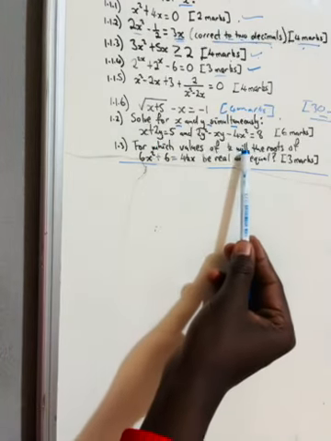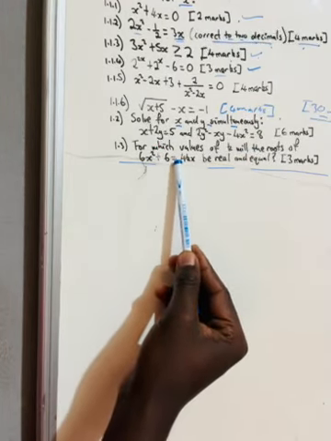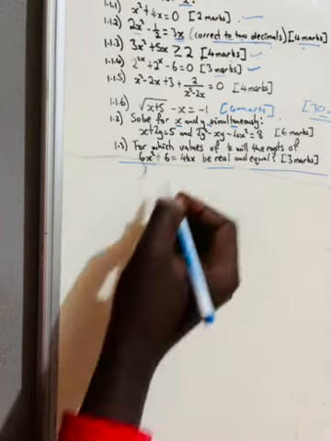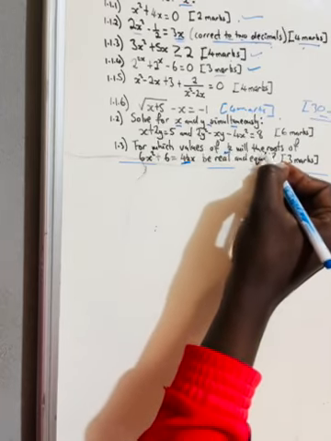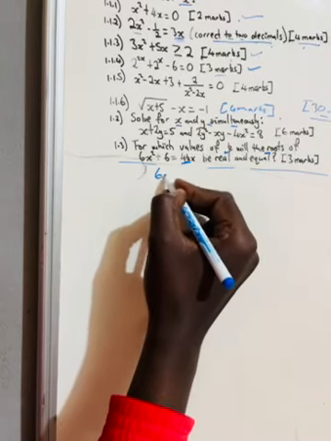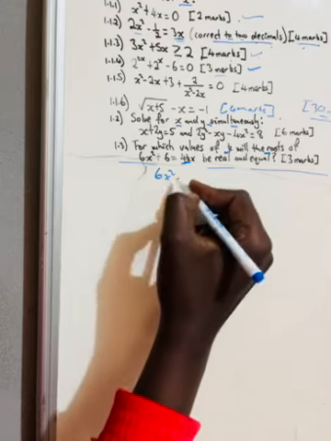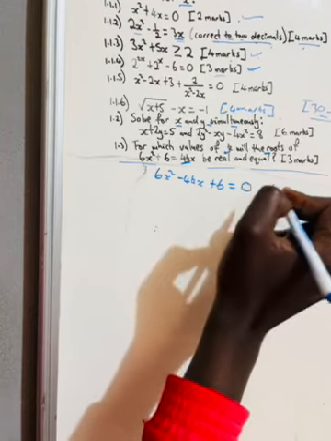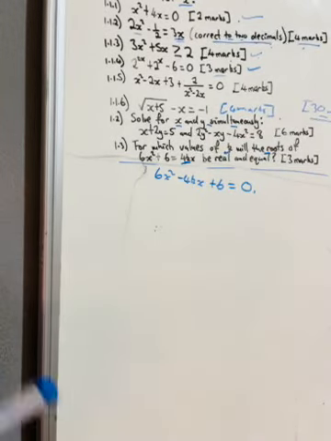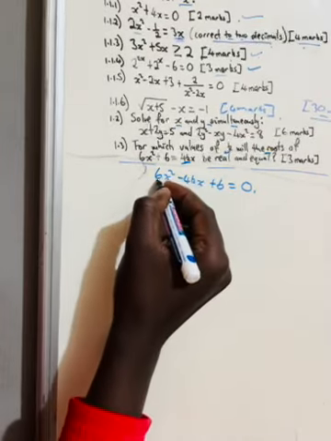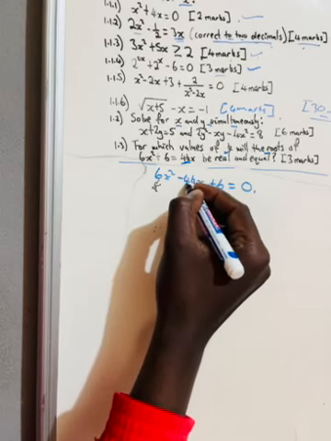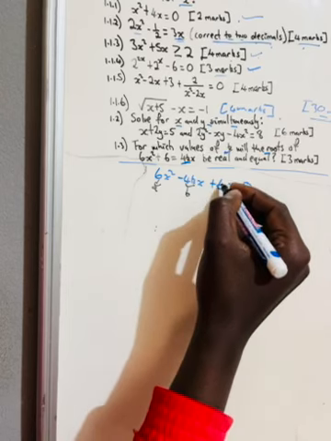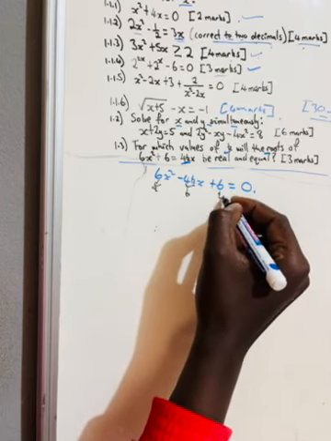They say, for which values of k will the roots of 6x squared plus 6 equals 4kx be real and equal? So for which values of k will it be real and equal? So first thing which I do, I transpose this, it becomes 6x squared minus 4kx plus 6 equals 0. So why did I do that? Because observe here, this 6 is a, this negative 4k is b, and this 6 is c.